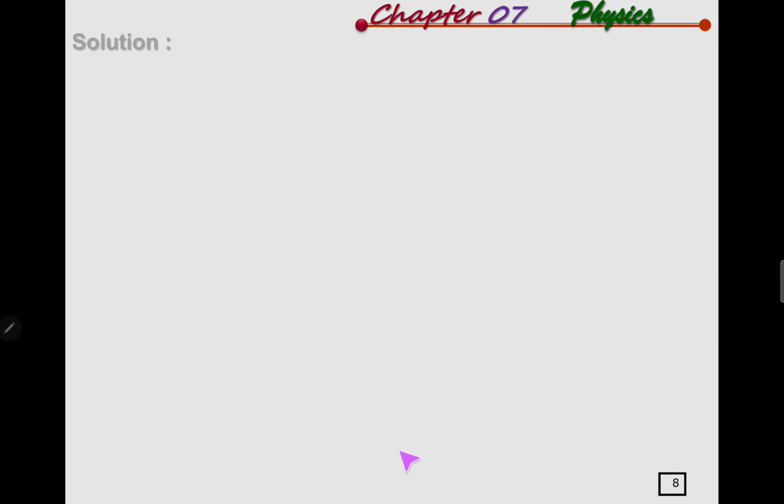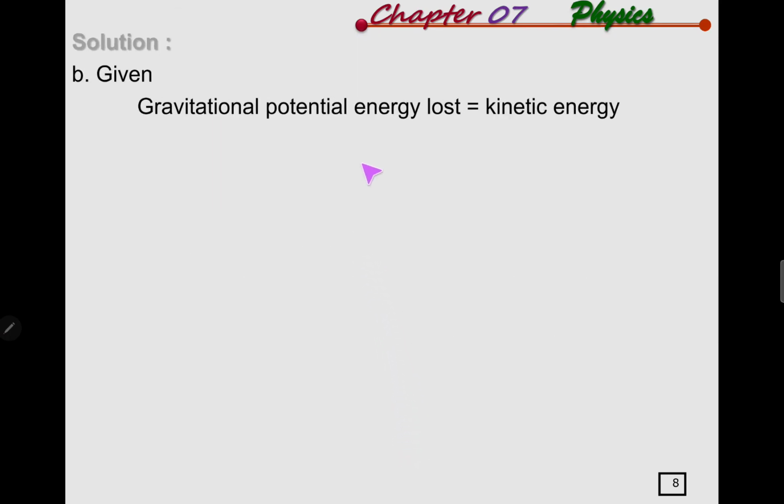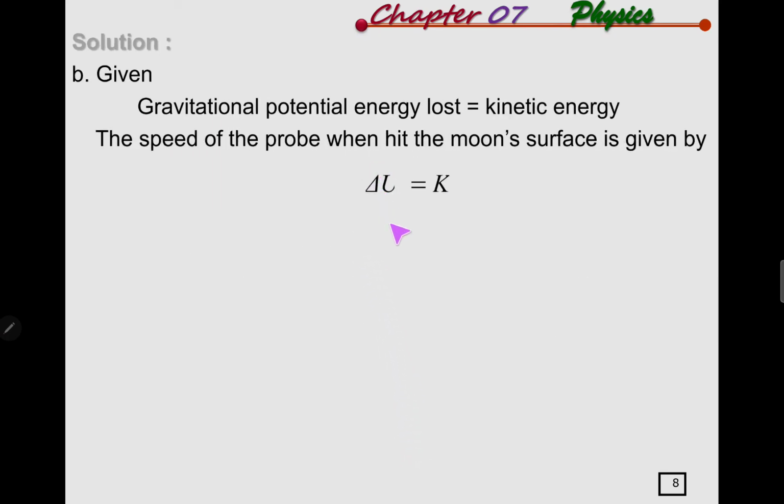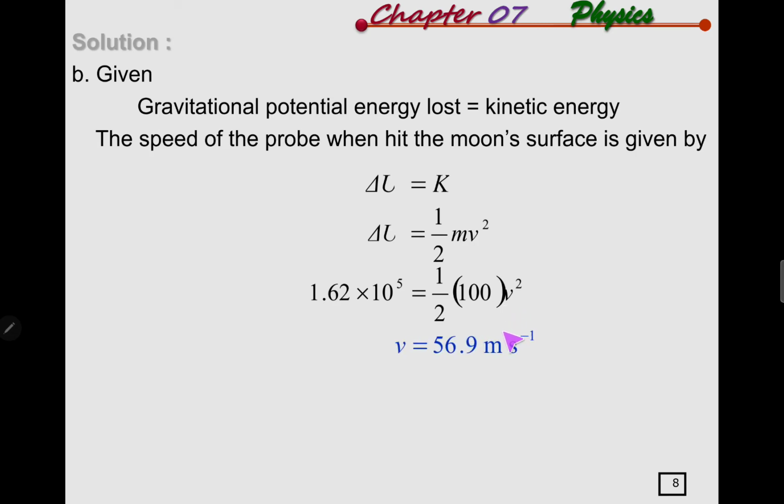For question B, since all the energy lost is converted into kinetic energy, the change in the amount of energy will become kinetic energy. For calculation of kinetic energy, half mv square, expand from there and we can solve the value of v, which will end up with 56.9 meter per second.